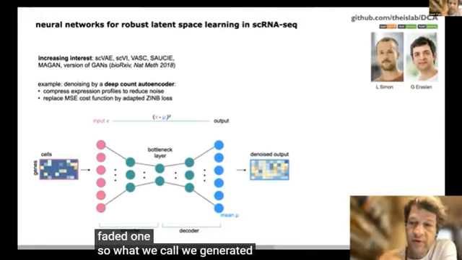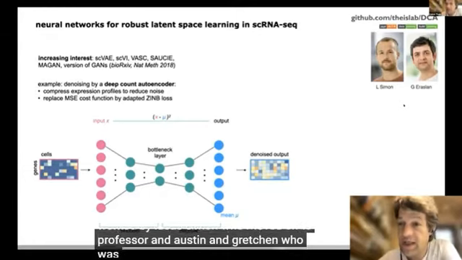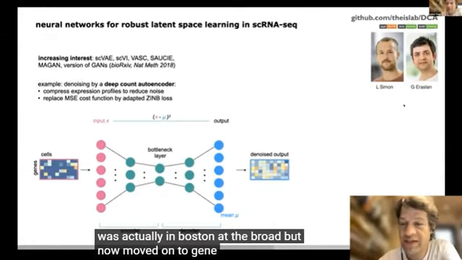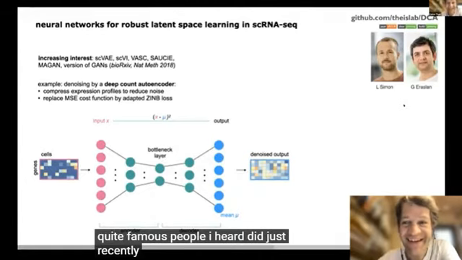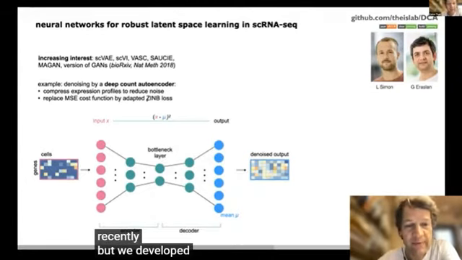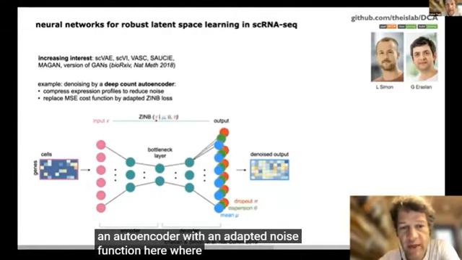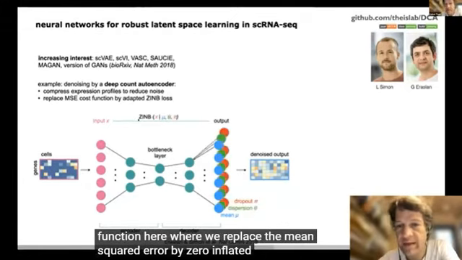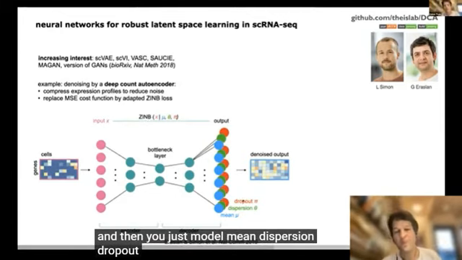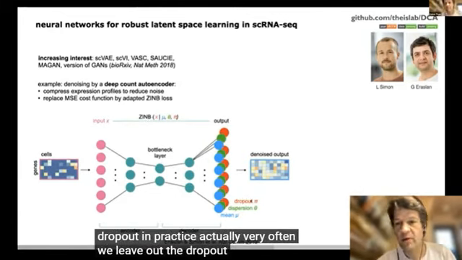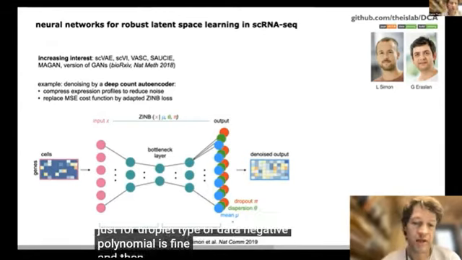This was work by Lucas Simon, who moved on to be professor in Austin, and Gökçen, who was actually in Boston at the Broad, but has now moved on to Genentech, as a bunch of quite famous people, I heard, did just recently. We developed this thing called deep count autoencoder, which is essentially just an autoencoder with an adapted noise function, where we replace the mean squared error by a zero-inflated negative binomial. Then you just model mean, dispersion and dropout. In practice, very often we leave out the dropout, because for droplet type of data, negative binomial is fine.